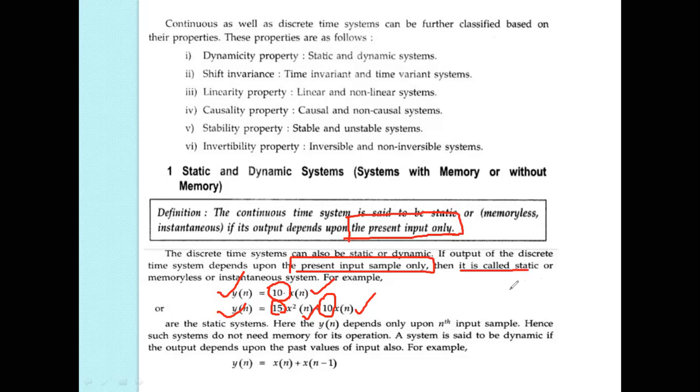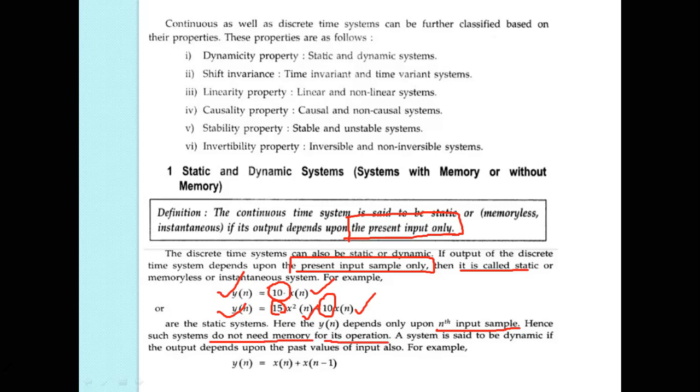It is called static only, or the static system. Here the y of n depends upon the nth input sample. Hence, such a system does not need memory for its operation. Why would it need a memory? If you can store the past input or the future inputs. It is only the present input, no need of memory. It is memoryless. No need to store the data.